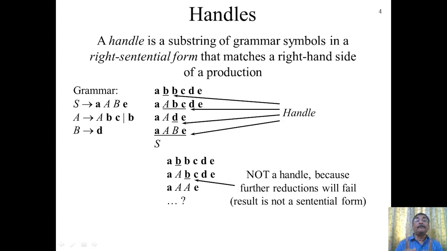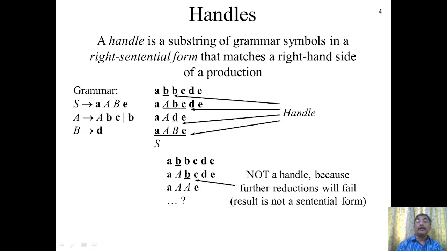So that is the definition of a handle. A handle is a substring of the sentential form at hand that matches a right hand side of a production, and by replacing that, you can actually go back to the previous sentential form. For example, if you look at it here, this B is also a substring that appears in the right hand side, and that is also the first one that you encounter from the left.